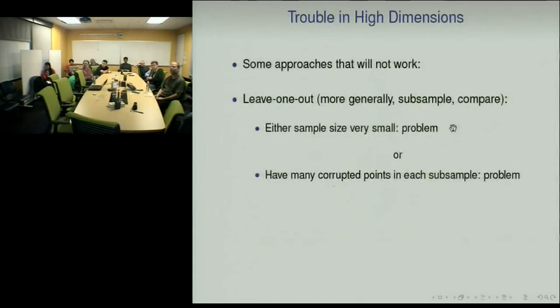Okay, so let's see what we can do. Let's try to come up with some natural approaches. We can do a leave one out, or more generally a subsample. We subsample the data, we do PCA, we do another subsample, we do PCA, and we compare what we get. Then once we have a few corrupted points in every subsample, who knows what's going to happen. Once you do PCA and you have a few corrupt points, things are going to end up badly for you. If you have really small samples, then you might not have enough data. So at least the subsampling approach may not seem to work.